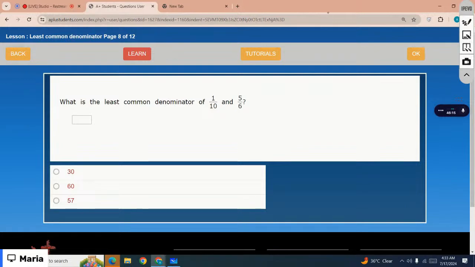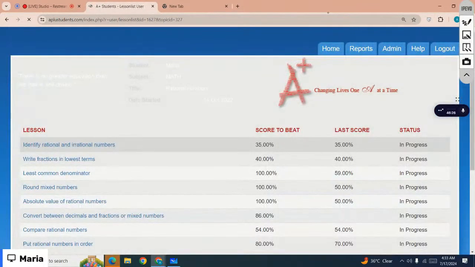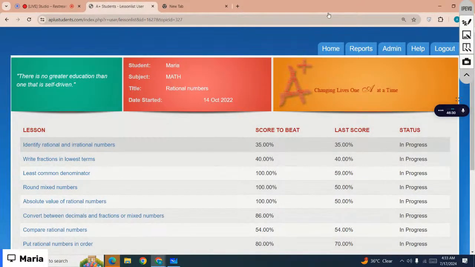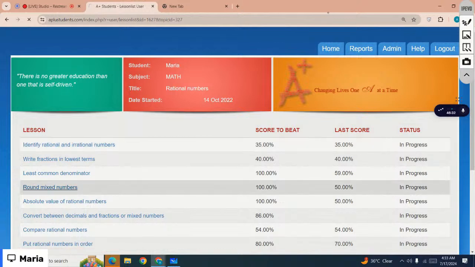Okay, you can complete the lesson by yourself later today. Let me just move on to the next lesson. And the next lesson is round mixed numbers. Let's just read the lesson.